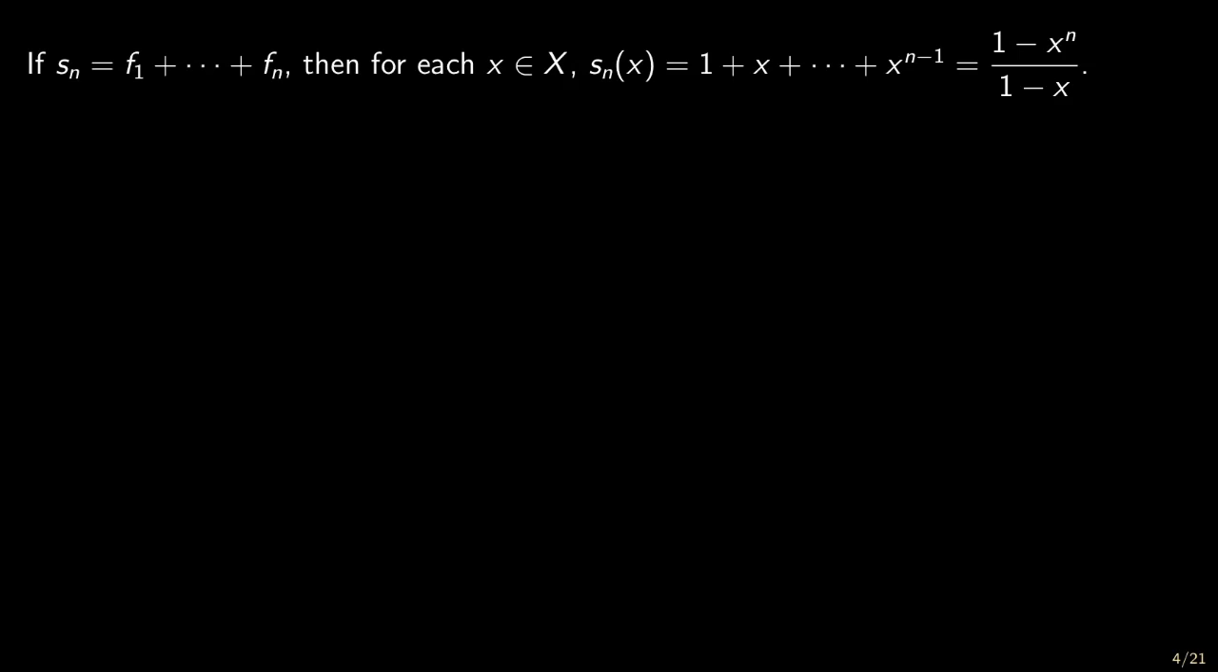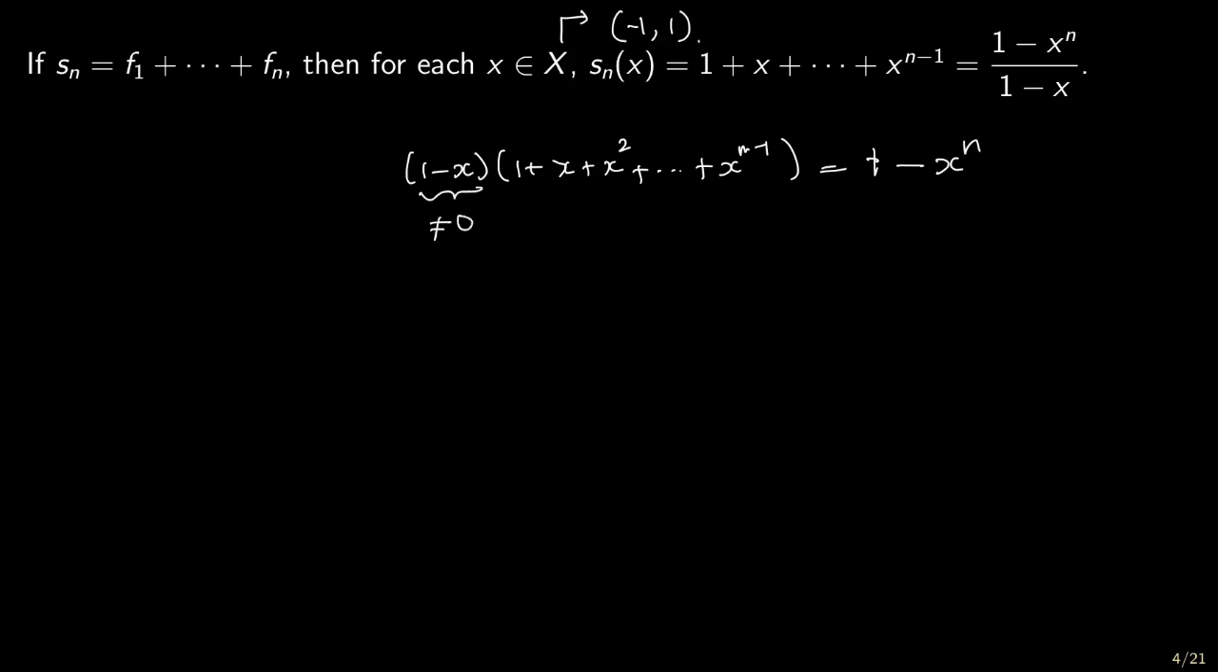Now using the identity from algebra, which is 1 minus x times 1 plus x plus x squared plus and so on plus x raised to n minus 1 equals 1 minus x to the n. Then because x is not equal to 1, since this set X does not include 1 in it, this expression is not 0. You can divide both sides by 1 minus x and you get this equality.